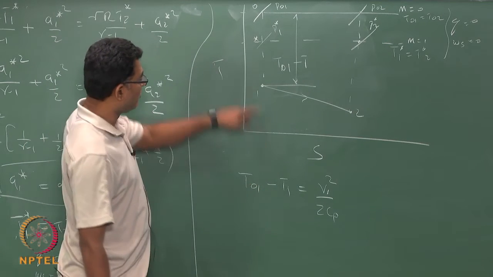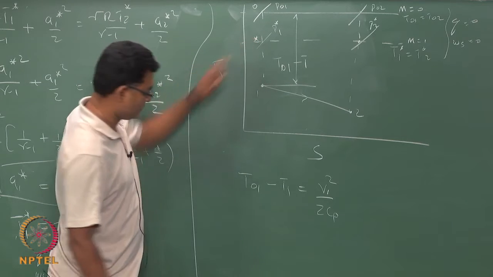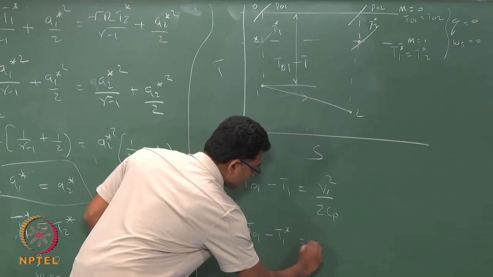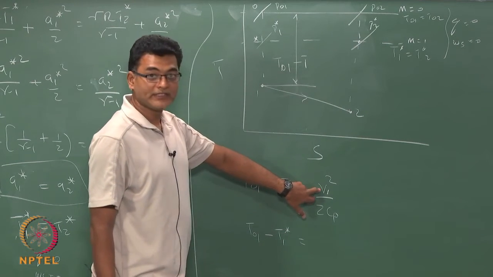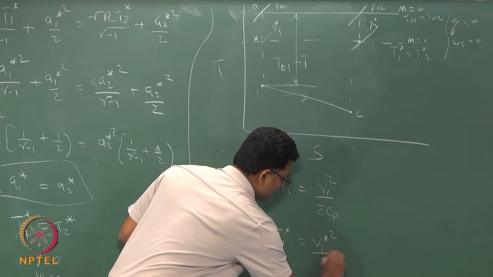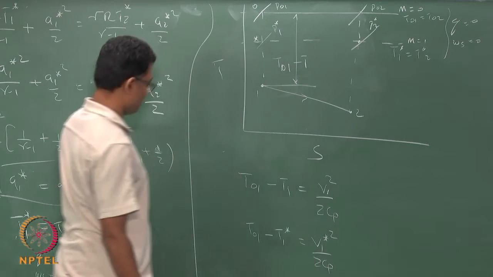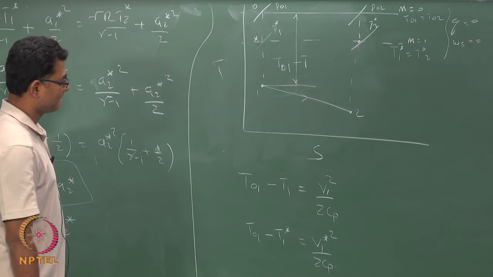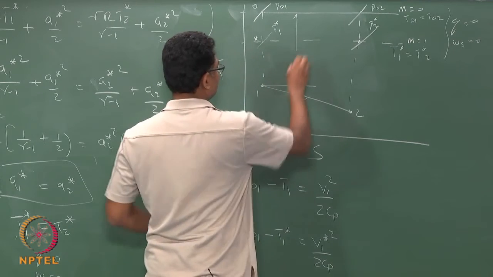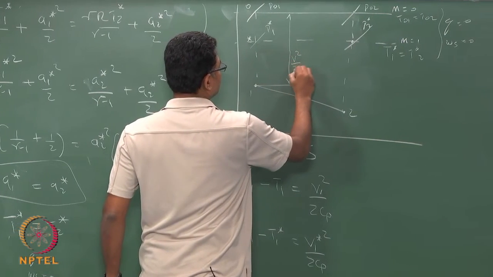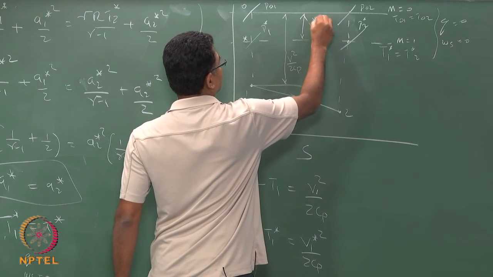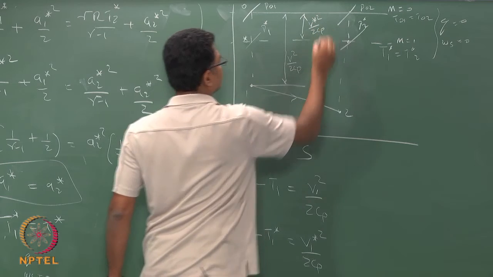So, instead of 1, if I take the star value, this will be T01 minus T1 star equals, I will replace the velocity V1 with V1 star square by 2 Cp. So, this distance is V square by 2 Cp, whereas this distance is V star square by 2 Cp.